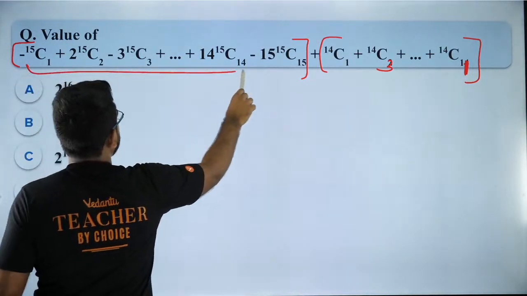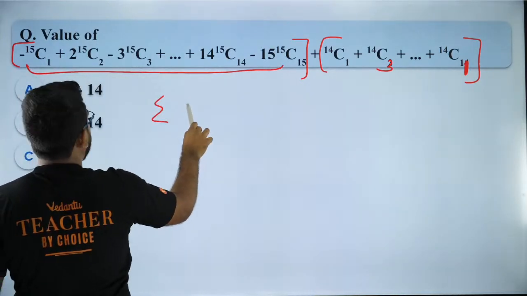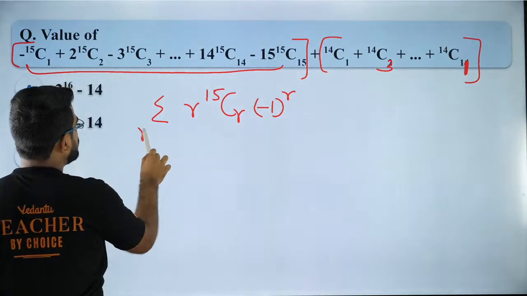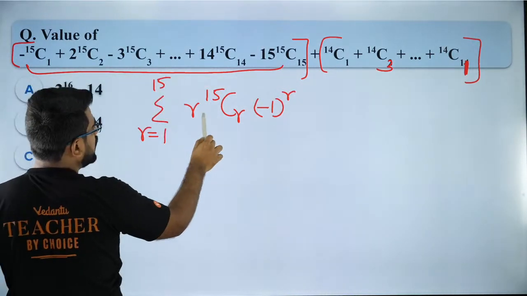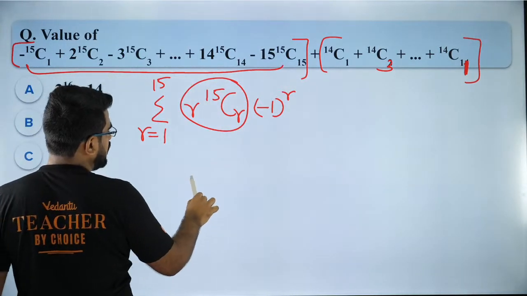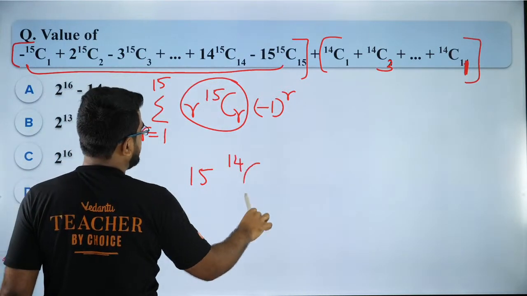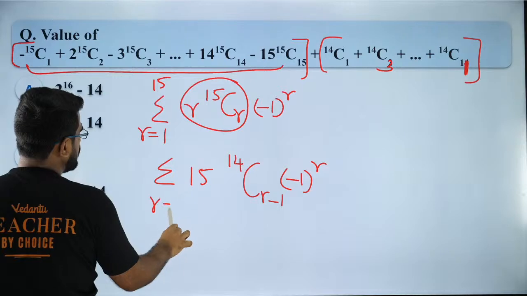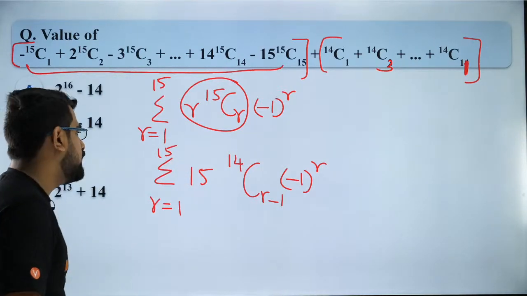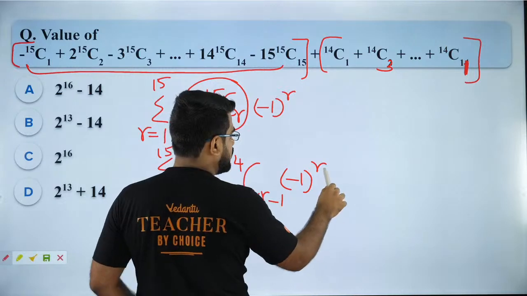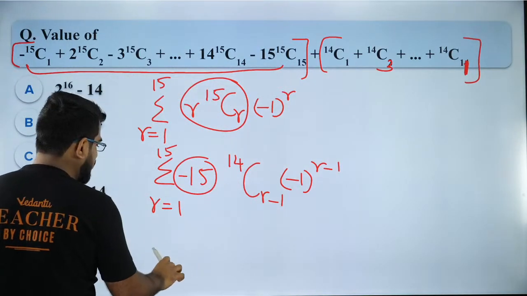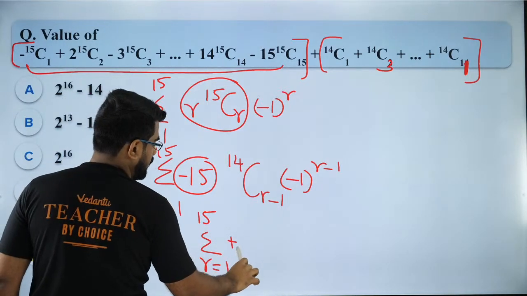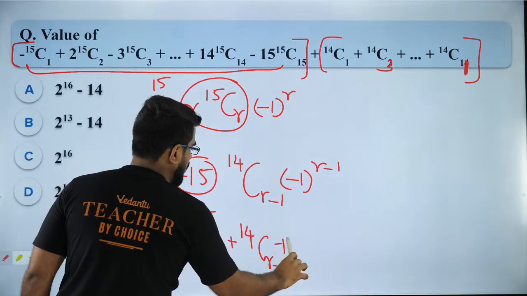So this part, guys, is nothing but sigma r into 15CR into minus 1 to the power r, where r goes from 1 to 15. So now r into 15CR, I can write it as 15 into 14C(r minus 1), into minus 1 to the power r, sigma r equal to 1 to 15. Is that correct? Now I can take one minus outside and write it as minus 15 times sigma r equal to 1 to 15, 14C(r minus 1) into minus 1 to the power r minus 1.